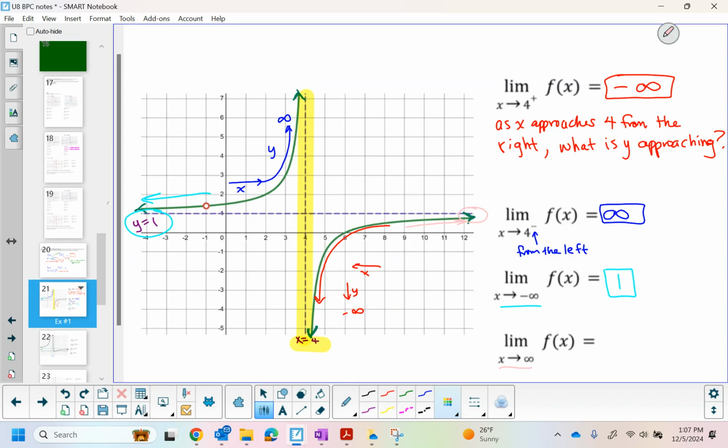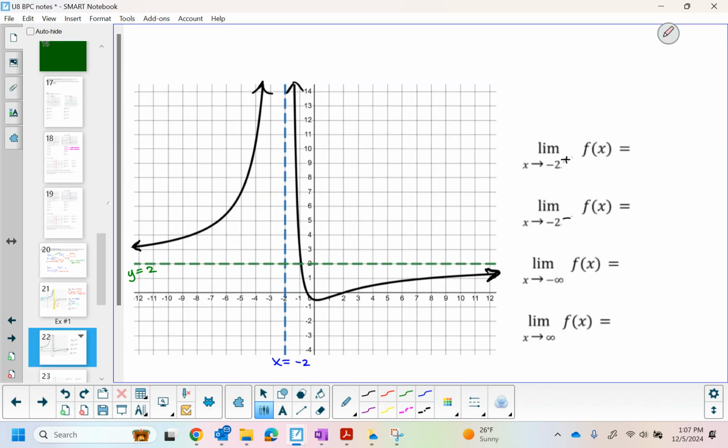Okay, so let's look at a different problem. This is an interesting problem because we actually have this thing called a crossover point. That's just where we cross over the asymptote, but then up here, we're going to approach the y equals 2 asymptote still. So it's not going to change a whole lot. So we're going to start with our vertical asymptote.